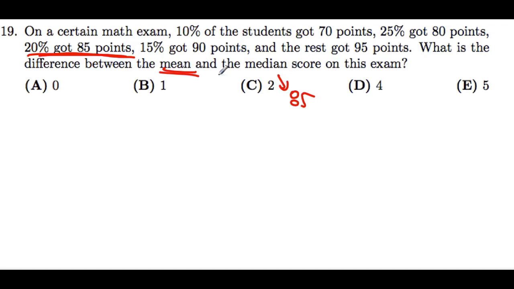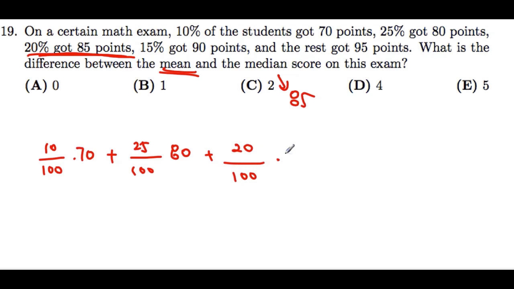How about mean? Mean is the average. So if I were to rewrite all these things, it would be something like this. 10% of that, basically similar to calculating the expected value. So here, 10% of 70 plus 25% of 80 points plus 20% of 85 and 15% of 90, and then the rest got 95 points.